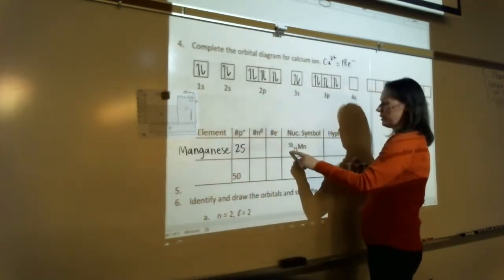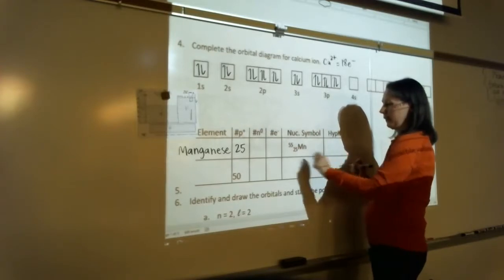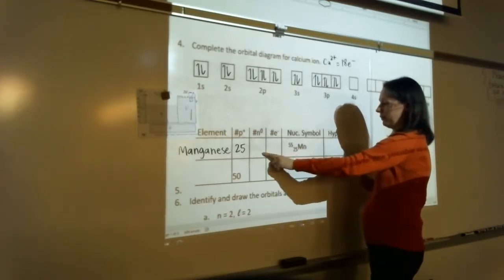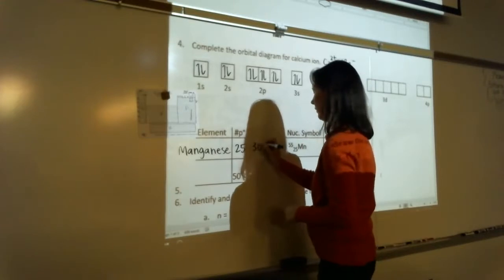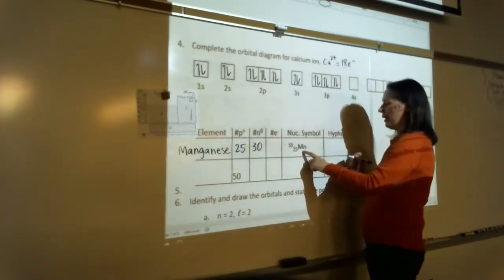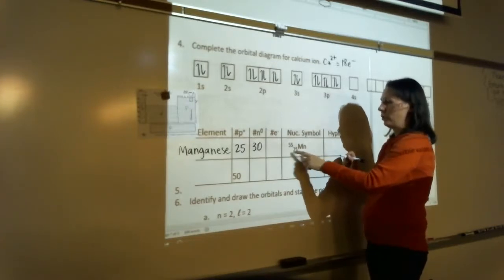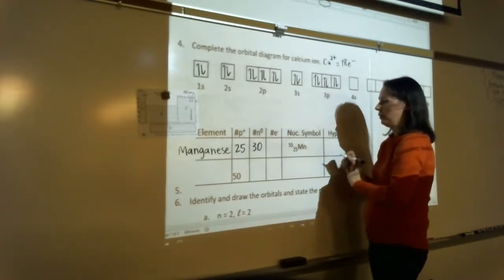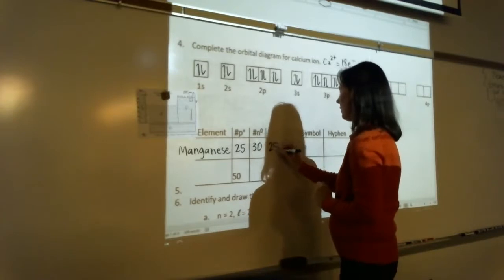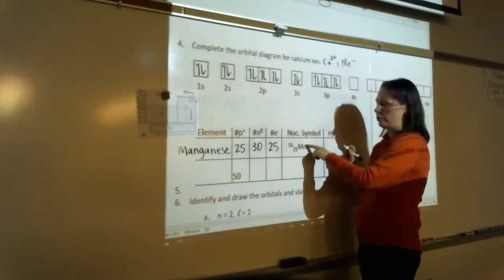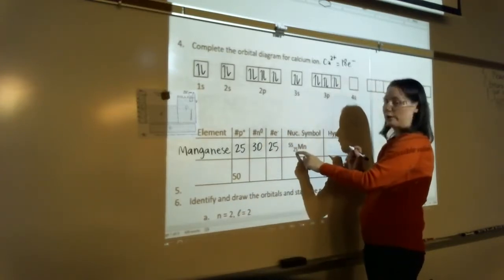And how many neutrons does it have? How do you get that? You subtract them. So how many? 30. Now, this is not Mn2 plus or anything like that. It's just regular old manganese. So how many electrons does it have? 25. What if it happened to be Mn3 plus? How would you do that? 22. You just subtract 3, right?